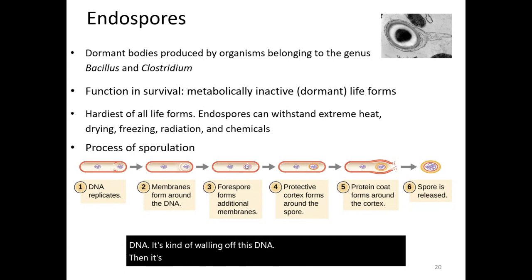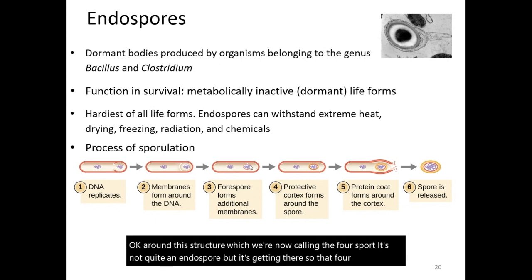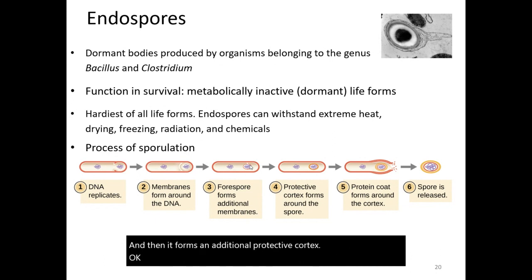Then it's going to continue to form extra membranes or extra protection around this structure, which we're now calling the forespore. It's not quite an endospore, but it's getting there. That forespore is going to form these additional membranes, and then it forms an additional protective cortex. Again, it's really just trying to protect that genetic material. Lastly, this protein coat is going to form around that cortex.